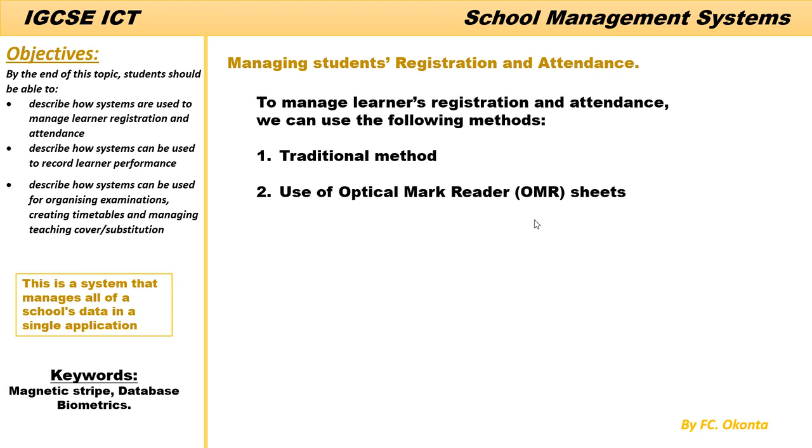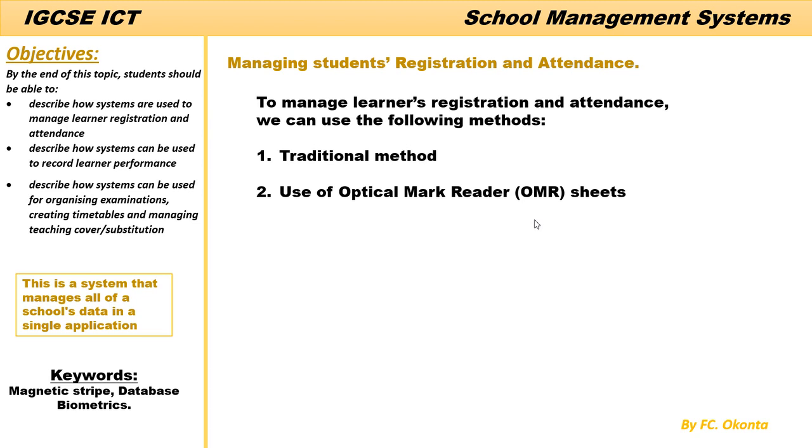Now the optical mark reader is another method of managing student registration and attendance. In this one, the teacher will also call the names, but they will shade the boxes that correspond to this child's name. At the end of the day, the OMR sheet is going to be scanned using the OMR scanner or the OMR reader, and that record will be transferred and stored inside the computer.